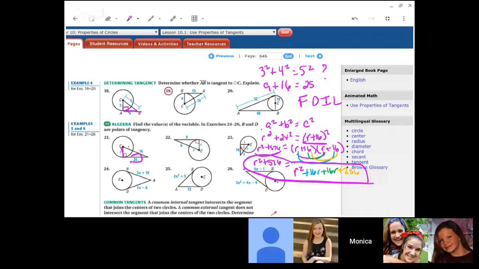So for 24, that's a different theorem. And remember, we said that if we have two tangent lines that meet at a common external point, so in this case, point A, that those two segments are congruent. So you can set this one equal to that one and solve for x. And that's just algebra. So you should be able to handle that, okay?